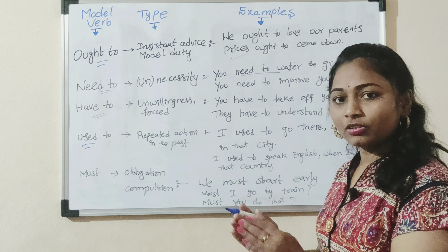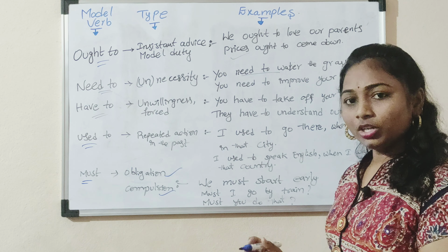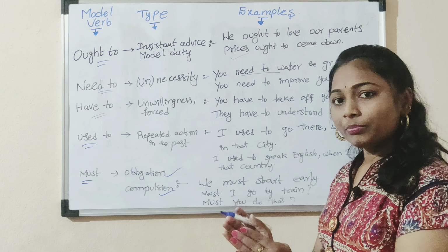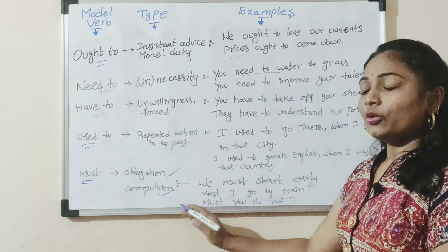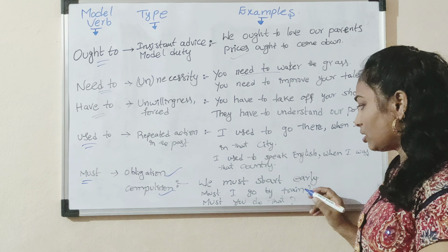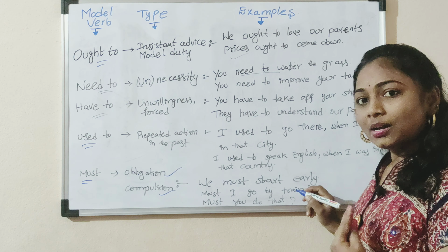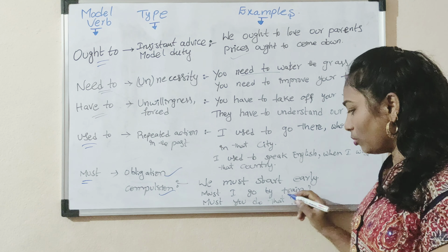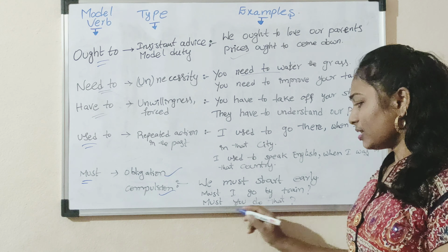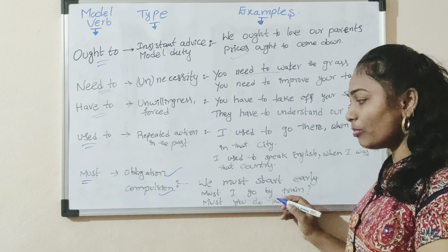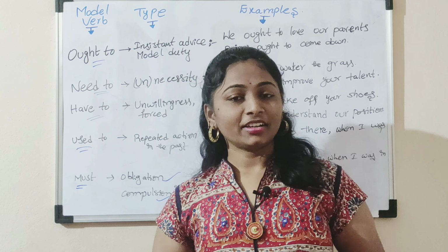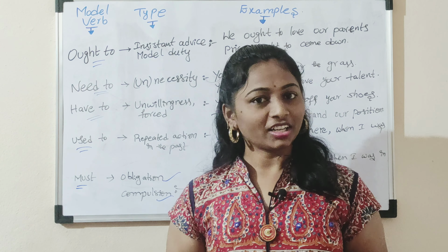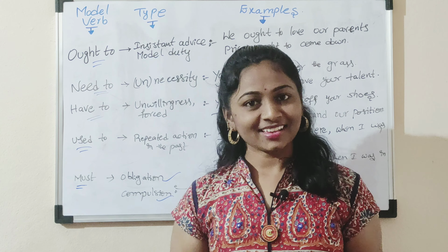Now the last one, must. That means obligation and compulsion. When you need to tell about a particular compulsory work that has to be done, you can use must as a modal verb. See, we must start early. That is a compulsory action. Must I go by train? Obligation. Must you do that? Obligation. This is about must. So this is about modal auxiliaries. Use all of these in your English and perform extraordinarily.